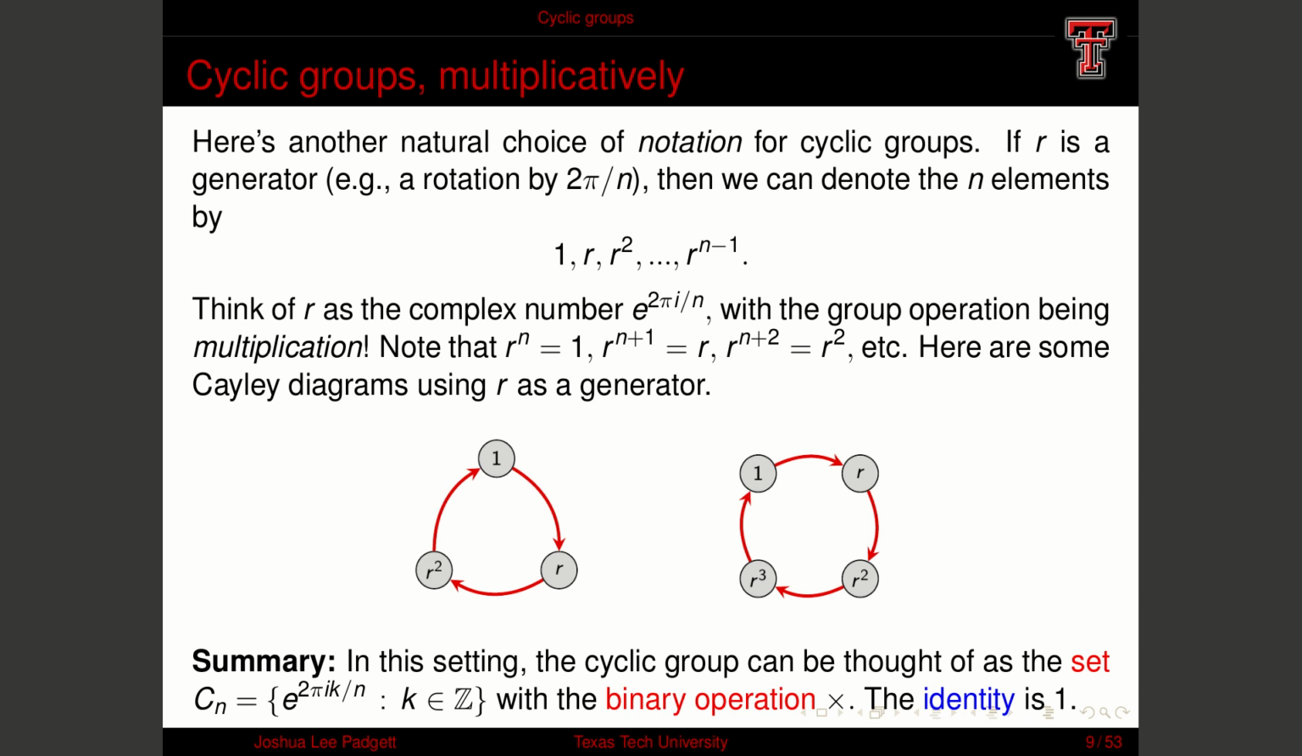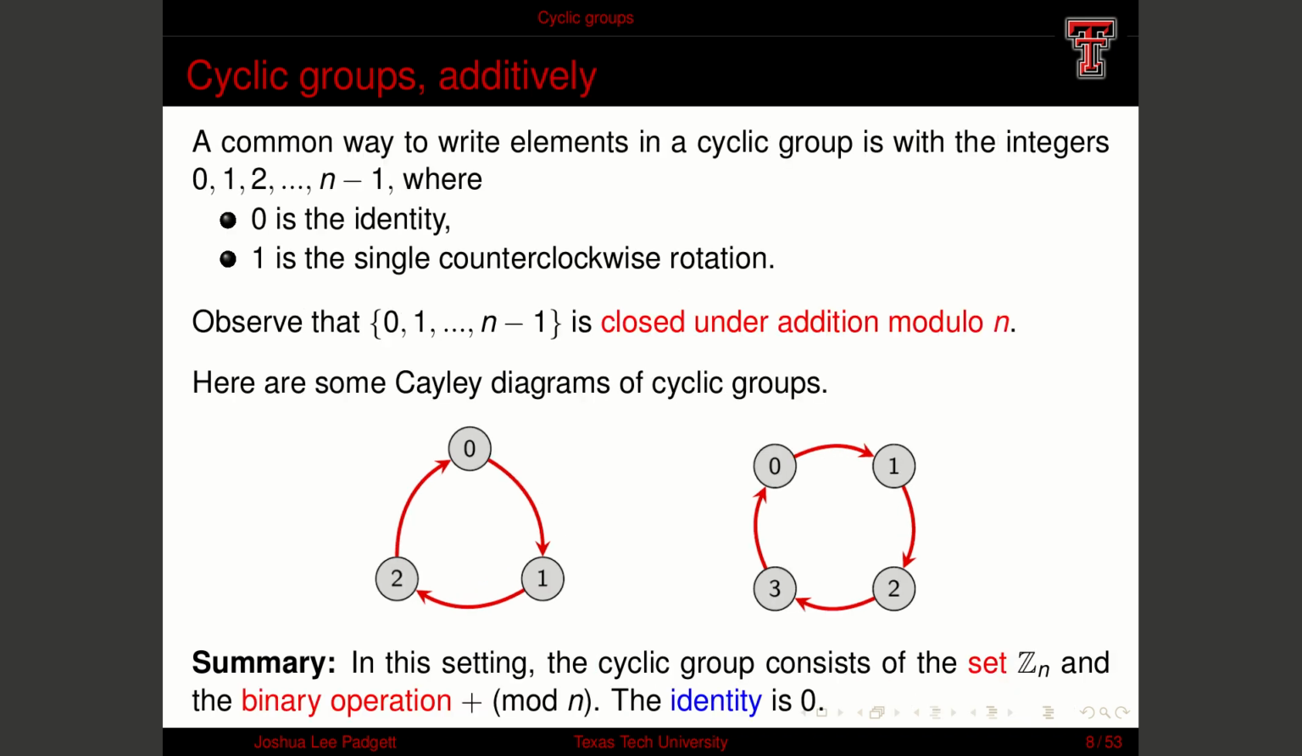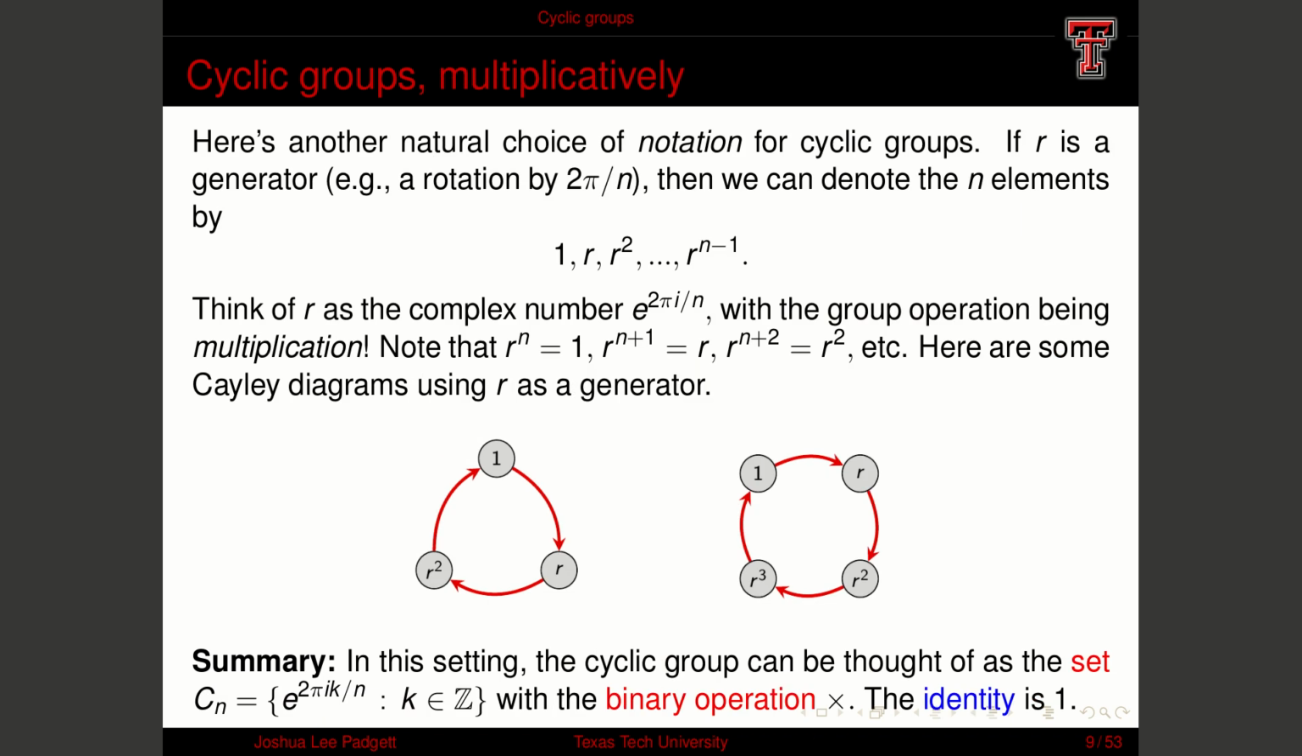So the idea then is we have the same exact representation, the same exact Cayley diagrams, but now I'm thinking about multiplication of complex numbers versus thinking of addition of integer numbers. All right. So in this setting, the cyclic group is the set of complex numbers with the binary operation of complex multiplication, and the identity is 1.